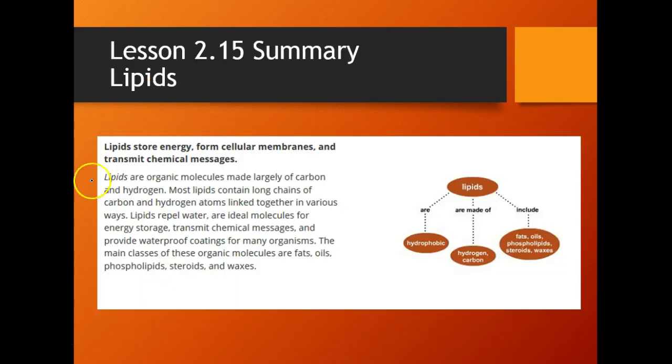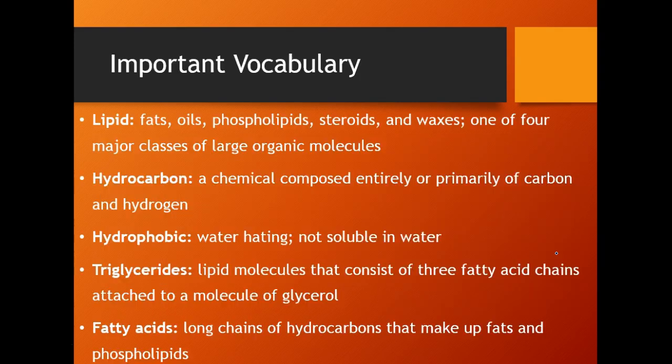Okay, so here is a summary of what we went over today. We went over different characteristics of lipids, mainly that they are hydrophobic and that they're made up of hydrogen as well as carbon, and then some examples we went over were fats, oils, phospholipids, steroids, and waxes. Here's some important vocabulary that you need to know. You need to know what a lipid is, a hydrocarbon, what hydrophobic means. Remember, hydro meaning water, phobic meaning fear of or hating.